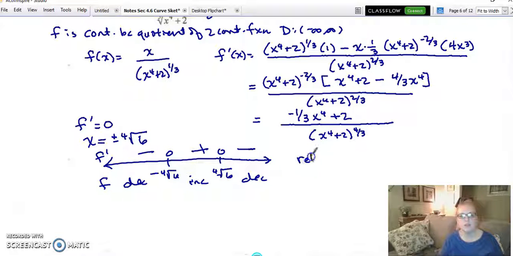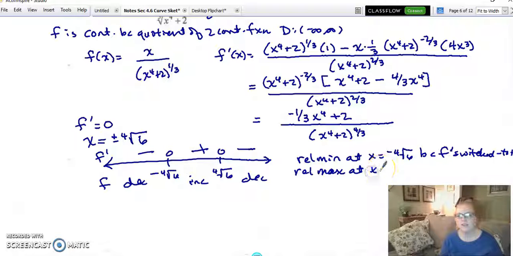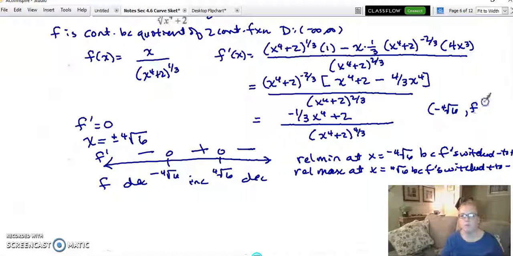So we have a relative min at x equal to the negative fourth root of 6, because f prime switched from minus to plus, and you have a relative max at x equal to the fourth root of 6 because f prime switched from plus to minus. So we've got that taken care of. And again, we'll let Desmos find the actual values. But if I need the coordinates, I would plug it back into the original and get that. And if I was on a non-calculator section, I would plug it back in and I wouldn't simplify it. I would just walk away from that. So we plug those values in.